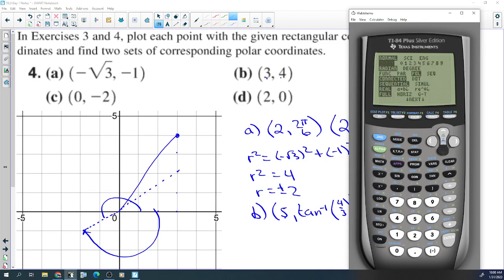Mode, let's go. Sometimes, when it's not a nice angle, we think better in degrees, believe it or not. So inverse tangent of 4/3. 53. It's somewhere around 60. I knew it was short of 60. Just didn't know quite how much.